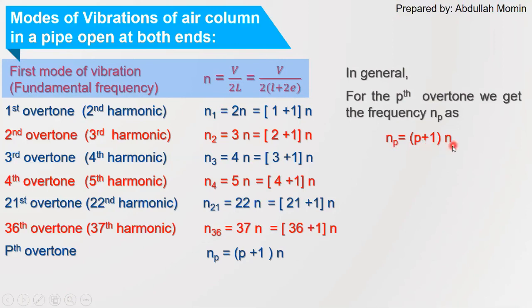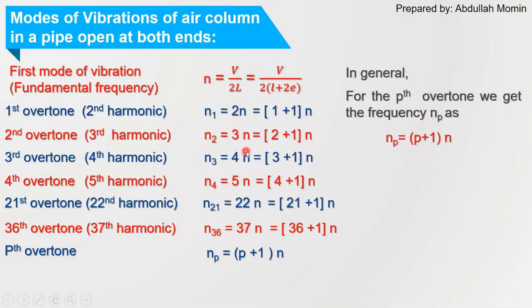So here we are getting the second harmonic, fourth harmonic, 22nd harmonic. So 2n, 4n, 22n, and these are the even harmonics. 3n, we are getting the third harmonic as the second overtone. We are getting the fifth harmonic as the fourth overtone. We are getting the 37th harmonic as the 36th overtone.